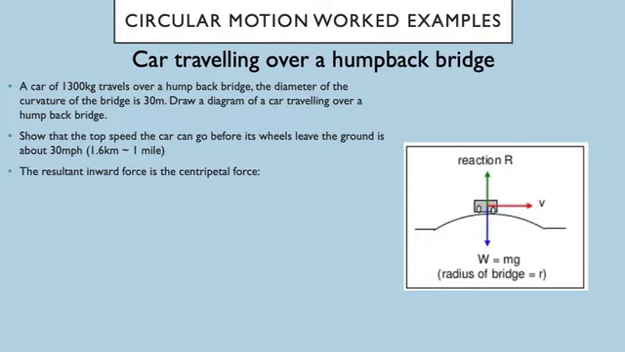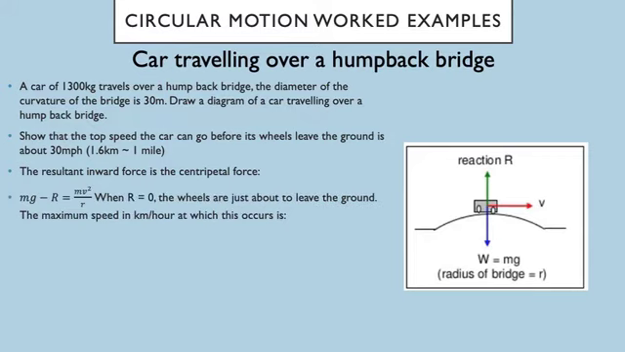So the resultant inward force is going to be the centripetal force. Like I said, if you want to have a go at this, you might want to just pause the video and then have a go. Otherwise, I'm just going to go through it. So the resultant inward force is the centripetal force. So mg take away R equals mv squared over r. So when R equals 0, the wheels are just about to leave the ground. The maximum speed in kilometers an hour at which this occurs is going to be mv squared over r equals mg. So we can rearrange the equation: v equals the square root of rg.